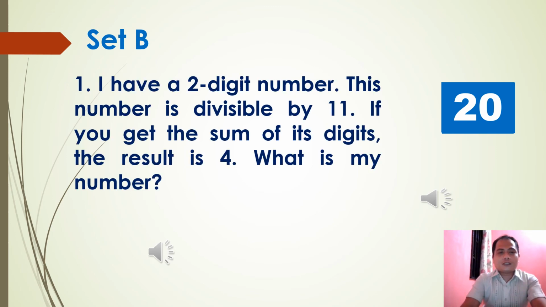Okay, question. I have a number. This number is divisible by 11. If you get the sum of its digits, the result is 4. What is my number? Okay, so divisible by 11 and the sum of the digits is 4. Timer starts now.